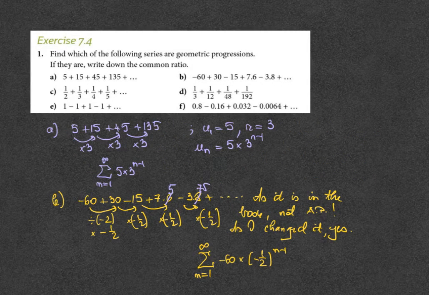As you see, for question B, I was not sure if it's a typo or not, but if the sequence is as written here, it is not a geometric progression because of that term here. Whereas if I change it like this, it is, with a common ratio of -1/2, and that's how I can write it as a series using the sigma symbol.